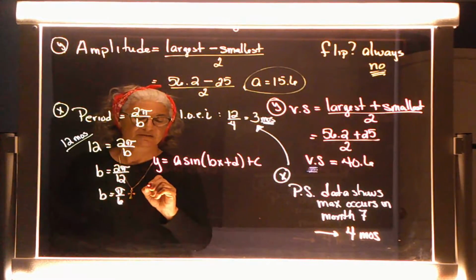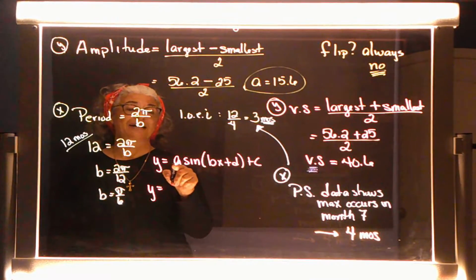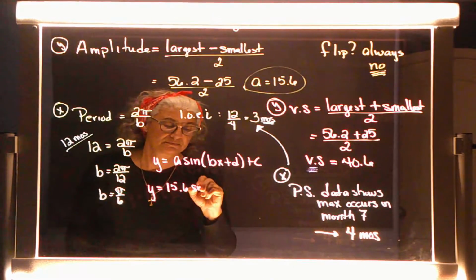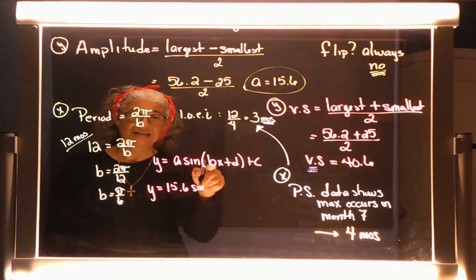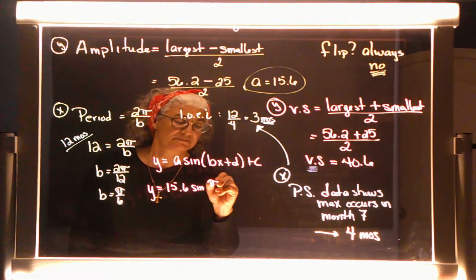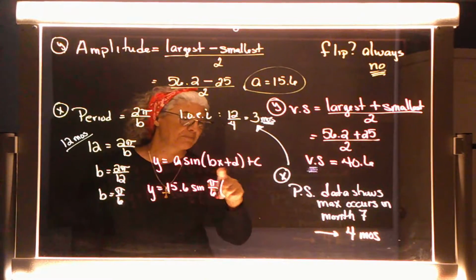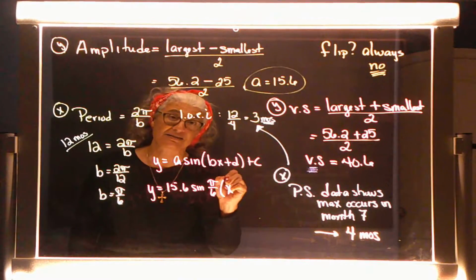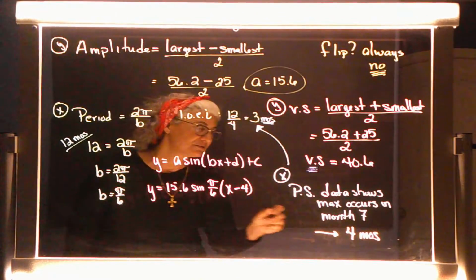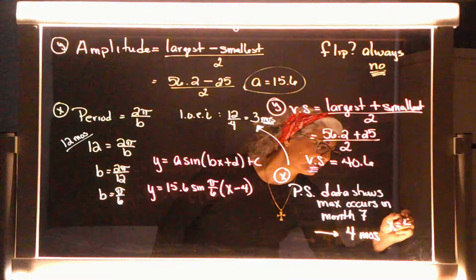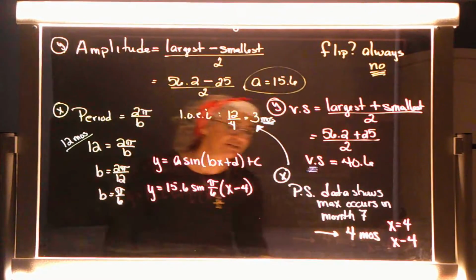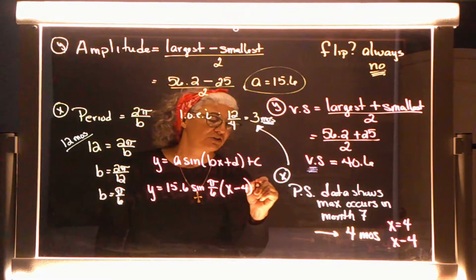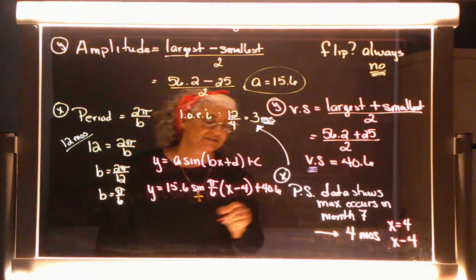Okay. So, my amplitude, 15.6. My B, pi over 6, right? My phase shift was to the right 4 months, which means in the parentheses is x minus 4. Remember, if this equals 4, then when you go backwards, it's x minus 4. And then plus the c, your vertical shift, which is 40.6.